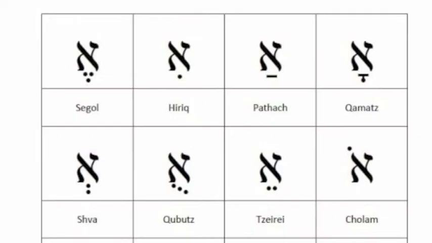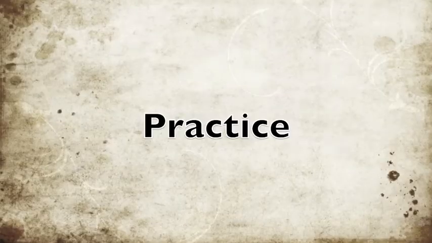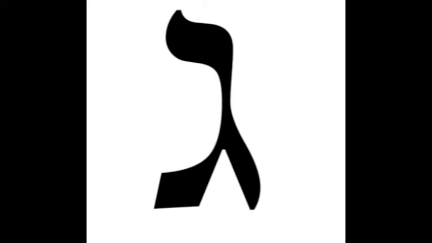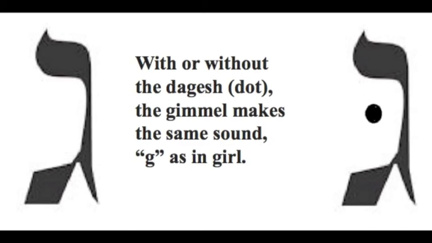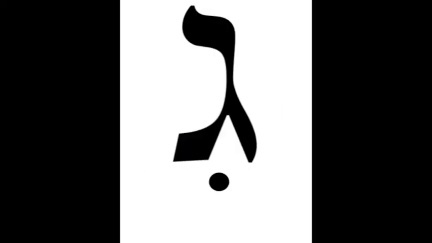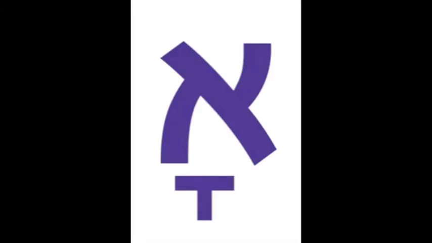There are other vowels that we'll be getting to in the future, but right now let's practice. So what sound does this make? G as in girl. Remember, you ignore the dagesh or dot in the Gimmel. What sound does this make? Gi. What sound does this make? Ga. What sound does this make? Ah. Remember, you only have the vowel sound with the Aleph.